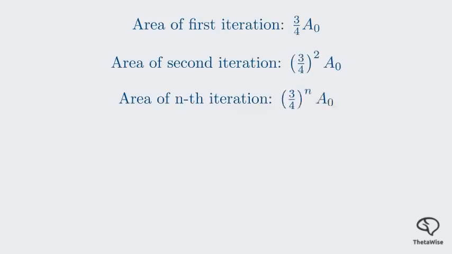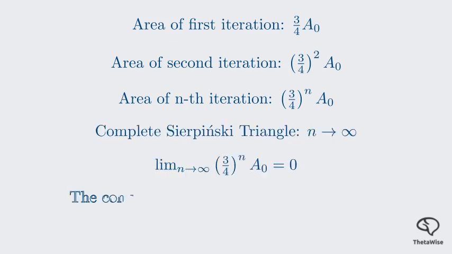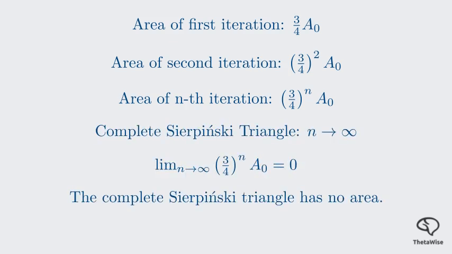Let's think about the area of the Sierpinski triangle. Suppose the original triangle has area A naught. Each step removes the central triangle, leaving 3/4 of the area. The first iteration has 3/4 of the original area. The second iteration has 3/4 of that, so (3/4) squared of the original area. The area forms a geometric sequence. As we repeat the process an infinite number of times, the area approaches 0.